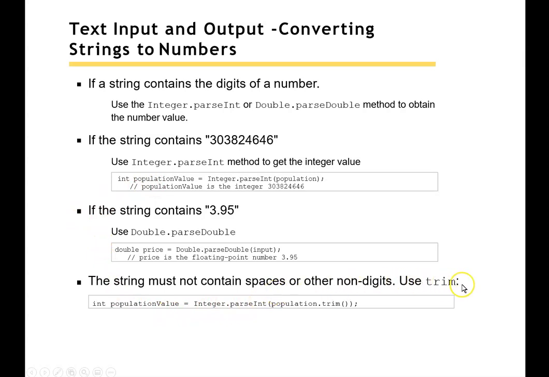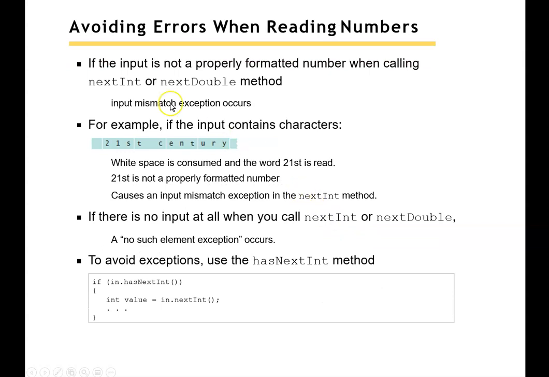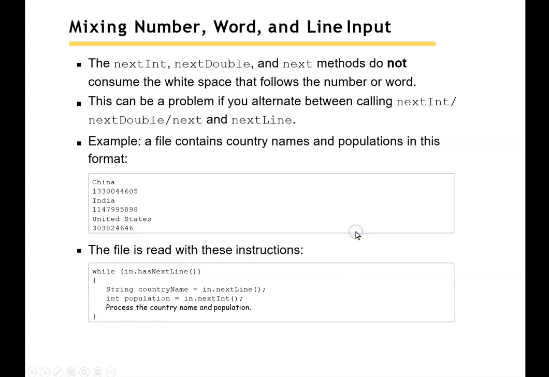However, the string must not contain spaces or other non-digits. You need to use trim to get around that. If the input is not formatted, an InputMismatchException occurs. If there's no input at all, you'll get a NoSuchElementException. To avoid the exceptions, use the hasNextInt method as a precursor. The nextInt, nextDouble, and next methods do not consume the whitespace that follows the number or word. This can be a problem.